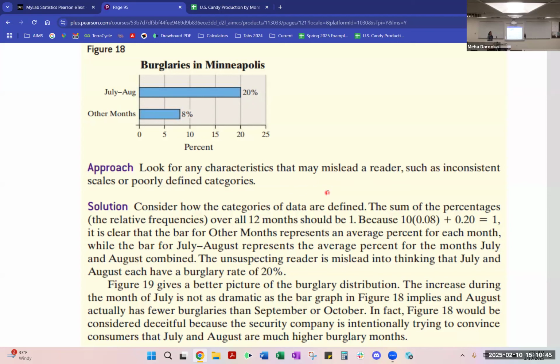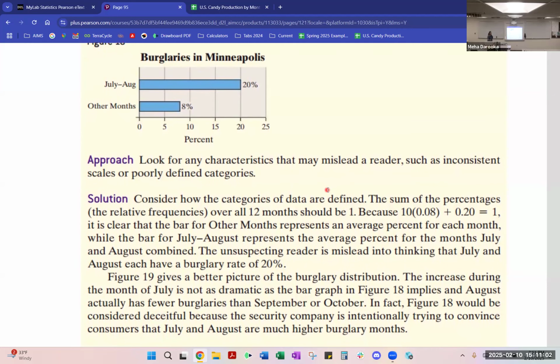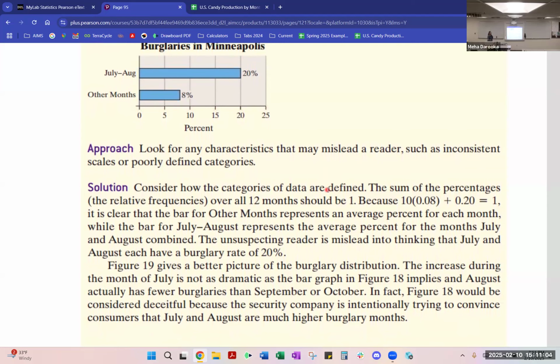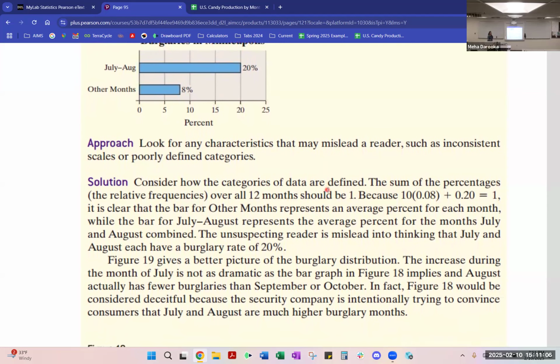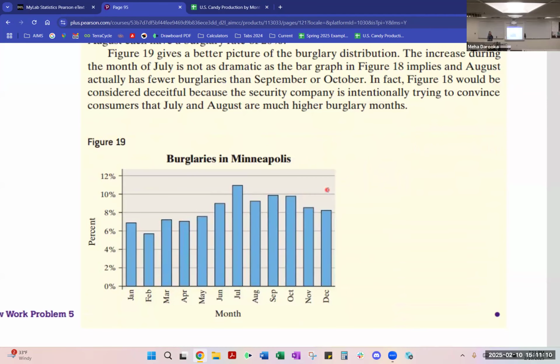We're basically saying it is clear that the bar for other months represents an average percentage for each month, while the bar for July and August obviously only represents the average for those 2 months combined. So an unsuspecting reader is misled into thinking that July and August have a burglary rate of 20%. And this is what a correct graph would look like.